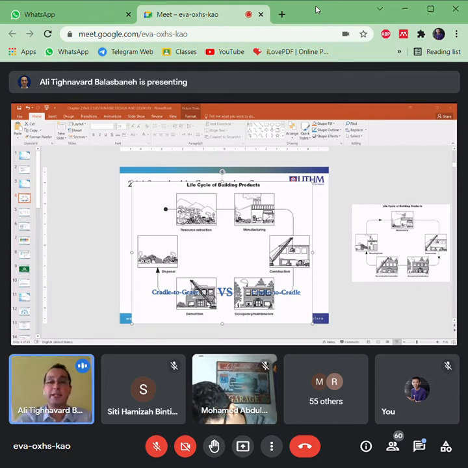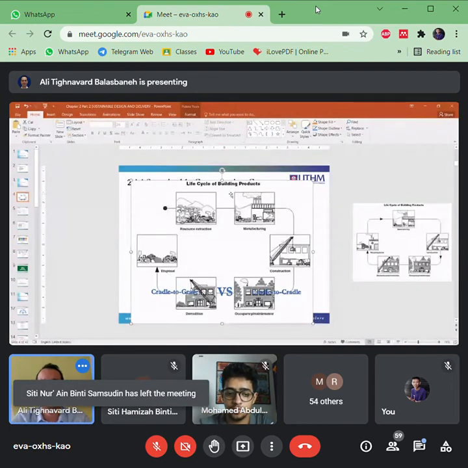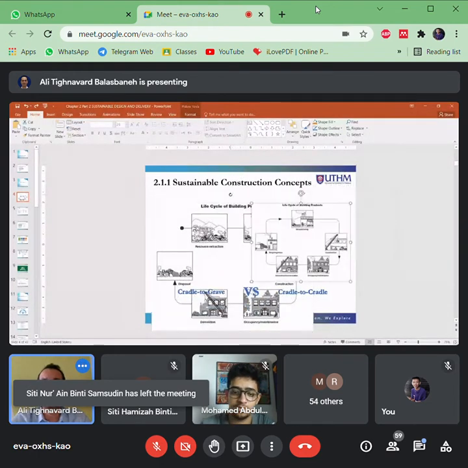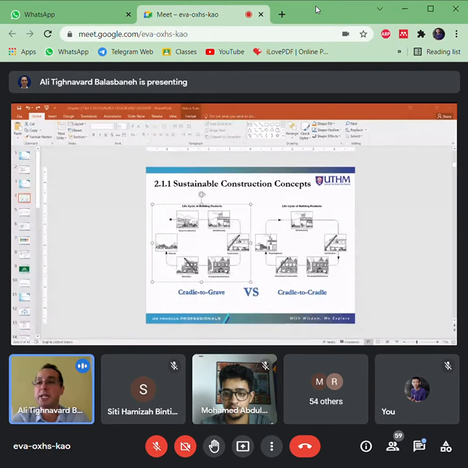Cradle is the first stage where construction can start. Actually, material production will be the start. After cradle, the material is transferred to manufacturing, the construction site, then occupancy, like 50 years, 60 or 100 years, which is variable. It depends on the country and the material. It can be different. Then demolition and disposal. Okay, I hope you understand the definition of cradle.